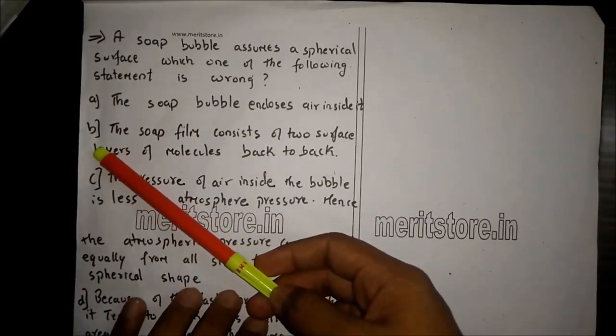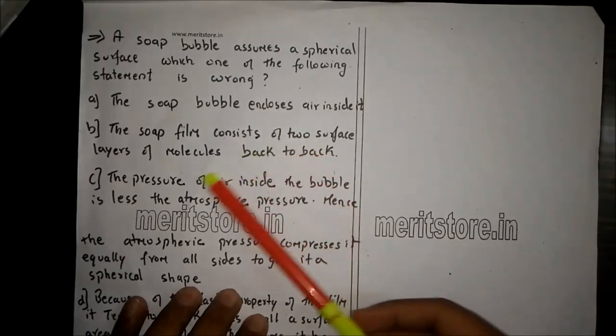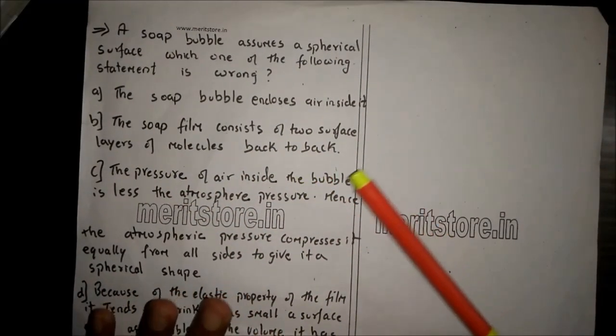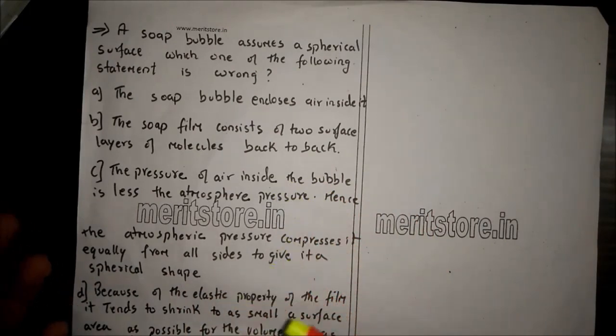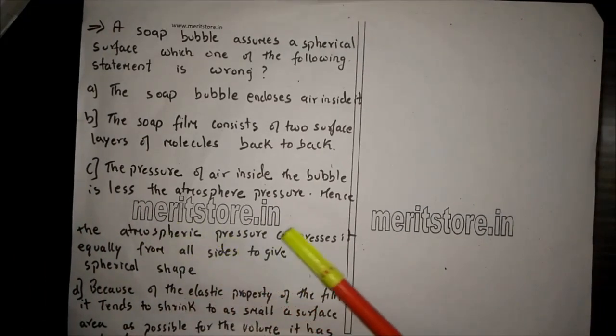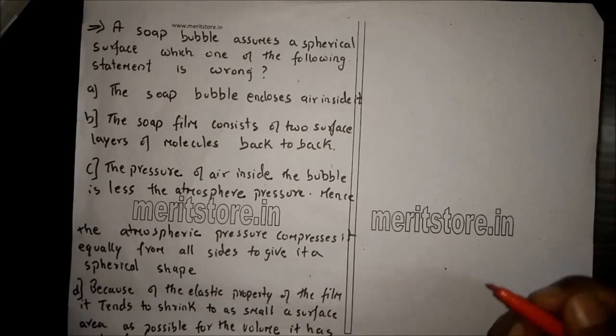Now the second statement says that the soap film consists of two surface layers of molecules back to back, which is true. When you dip something into a soap solution, it encloses twice the layers. Therefore, that is true. Now, in the third statement, the pressure of air inside the bubble is less than the atmospheric pressure. Hence, the atmospheric pressure compresses it equally from all sides to give it a spherical shape. Now, this is not true.